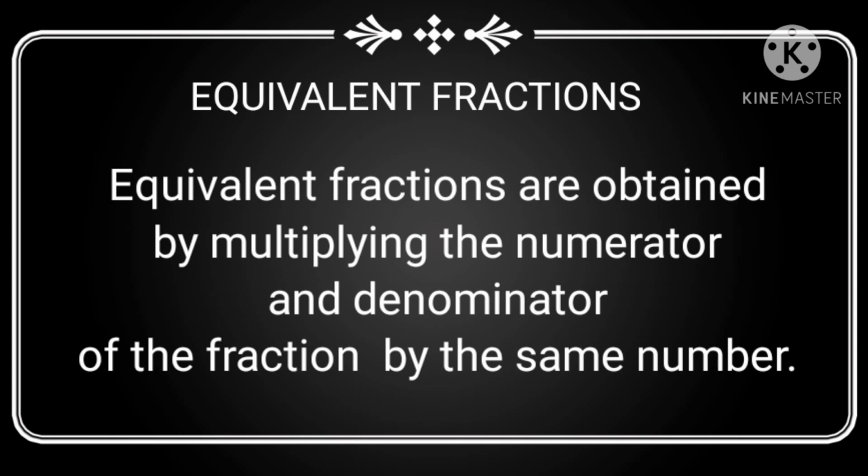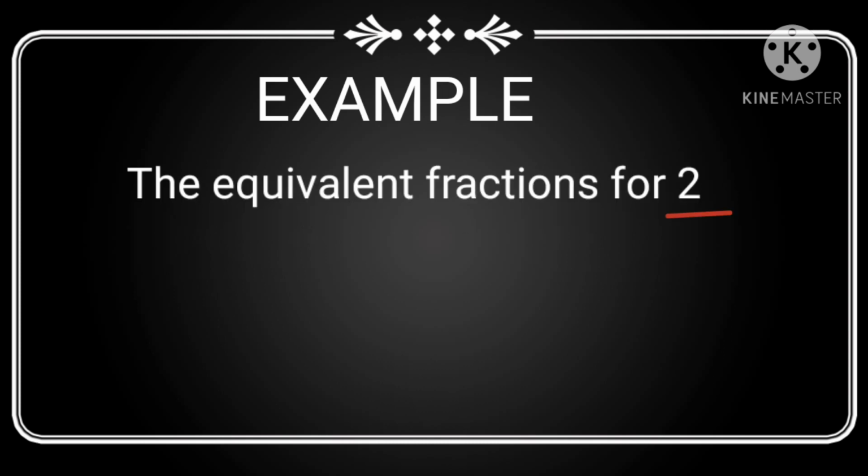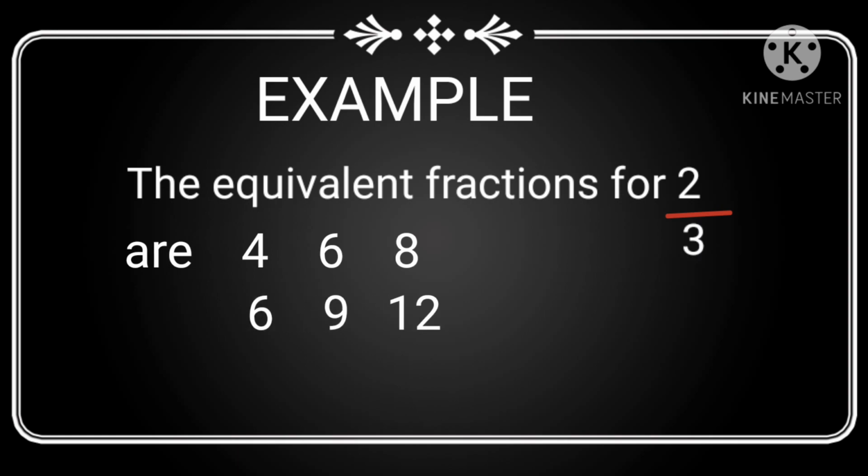Equivalent fractions. Equivalent fractions are obtained by multiplying the numerator and denominator of the fraction by the same number. Example, the equivalent fractions for 2 by 3 are 4 by 6, 6 by 9 and 8 by 12.